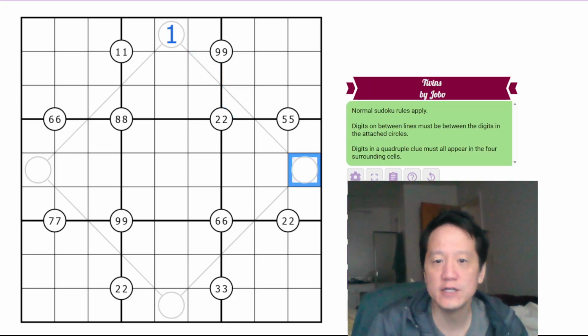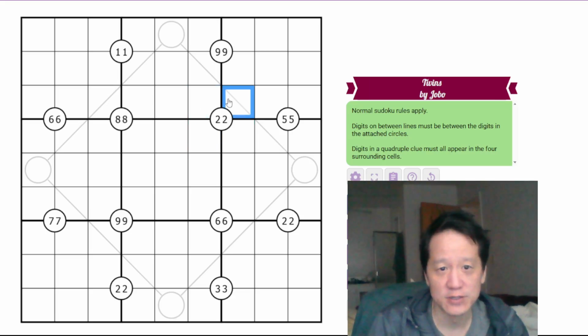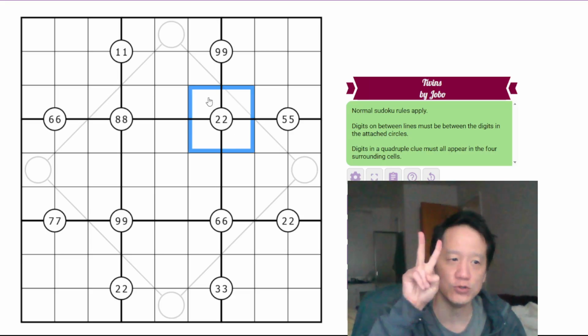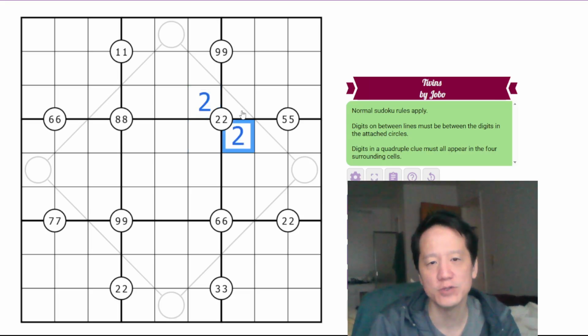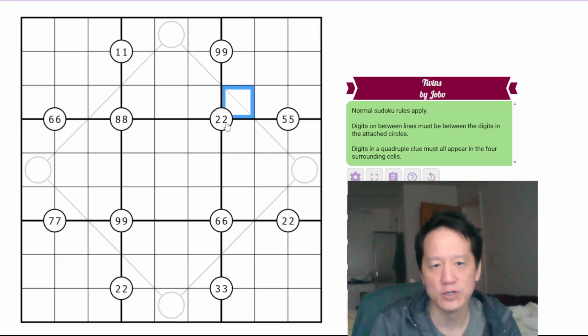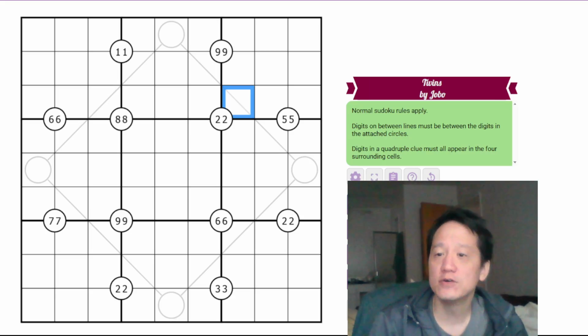We also have digits in a quadruple clue that must all appear in the four surrounding cells. And these are all double pairs, so they're all twins. That's saying there must be two twos in the four surrounding cells of this quad. So you could have a 2 here or 2 here, or a 2 here or a 2 here. And that's how quadruple clues work, or quad circles, as some people call them. And those are all the rules.